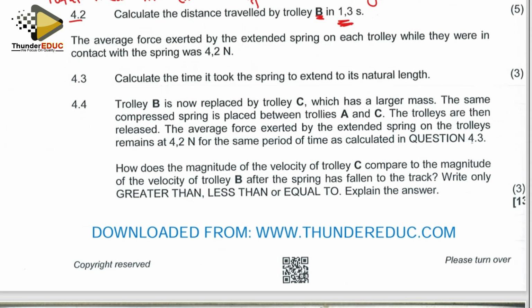And then the next thing: the average force exerted by the spring on which trolley while they are in contact is 4.2 newtons.